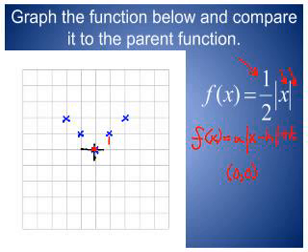This distance between the x-axis and this first point is 1 unit. Now, I am stretching or shrinking my graph by a factor of a half. So if this distance is 1, 1 times a half is half the distance. So my new point is going to be at 1, 1/2.